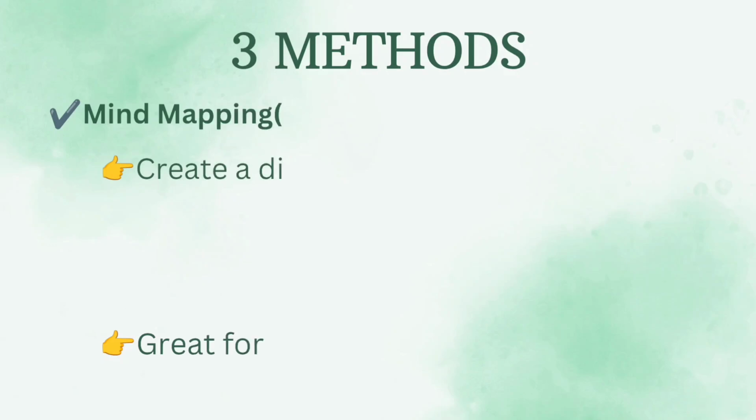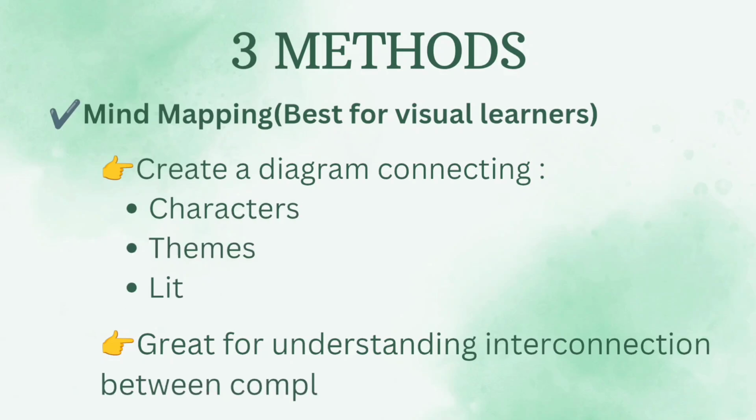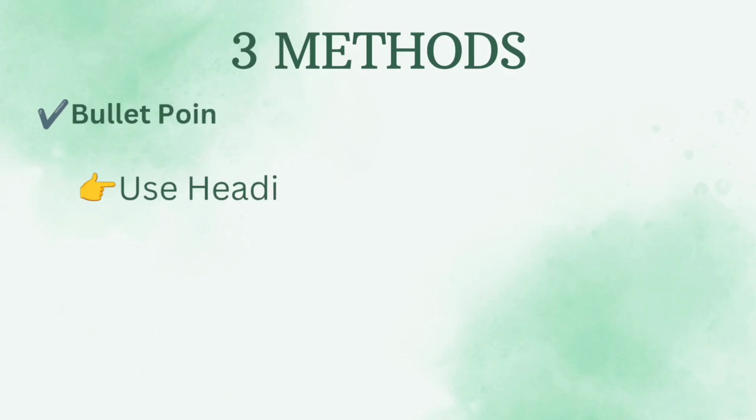Next, there is mind mapping, which is best for visual learners. For example, create a diagram connecting characters, themes, and literary elements when you come across a poem, a prose text, or a fiction. This is great for understanding the interconnections in a complex text. When you face a complex text, if you create a diagram connecting the characters, themes, and literary elements to each other, you will be able to understand that complex text in a much better way.